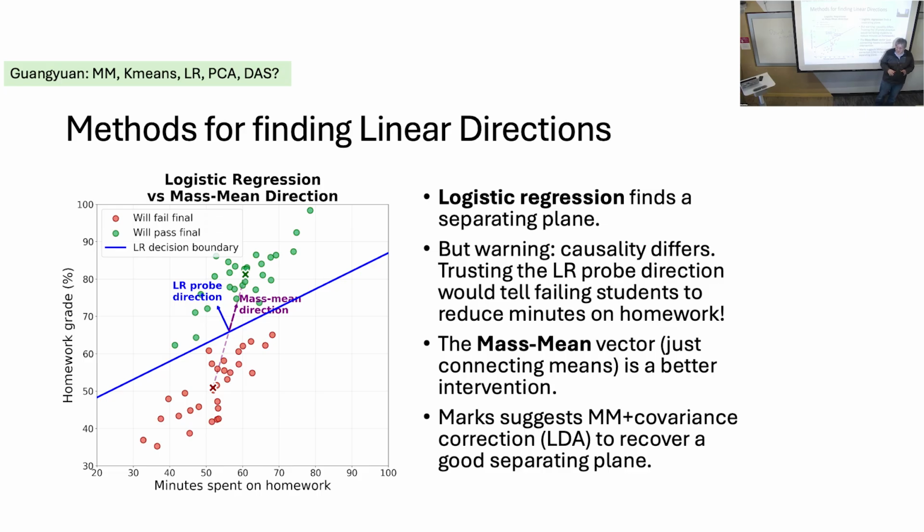He gives it a fancy name, the mass mean probe. What the heck is a mass mean probe? You just take the average of all the green guys. That's the mean right here. Take the average of all the red guys. That's the mean right there. And then the interesting vector is the vector that connects those two means. That's all it is. Make sense?